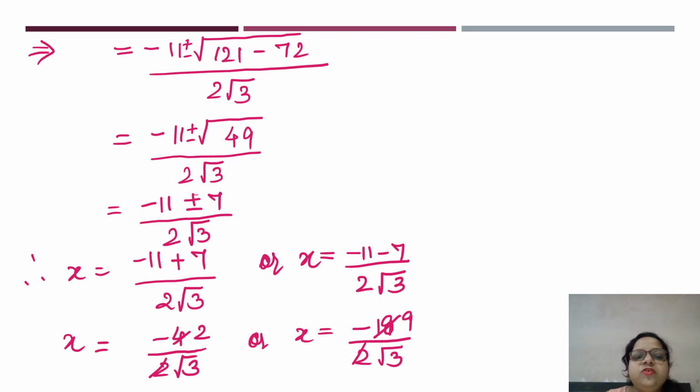So, x is equal to minus 11 plus minus 7, that is root 49 is equal to 7, upon 2 root 3. So, x is equal to either minus 11 plus 7 upon 2 root 3 or x equal to minus 11 minus 7 upon 2 root 3. So what value do we get? x is equal to minus 2 upon root 3 or x is equal to minus 9 upon root 3. Okay, children?